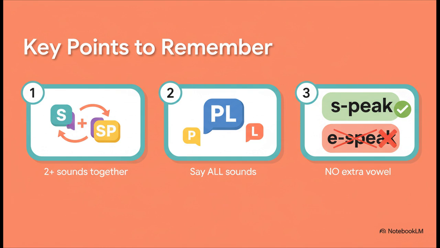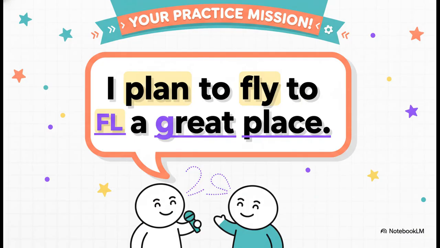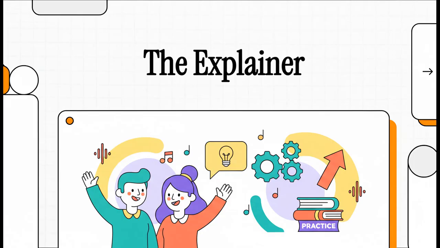And to help you put this all into action, we have a little mission for you. Your challenge for today is to say this sentence out loud. It's packed with consonant clusters. I plan to fly to a great place. Yes, this is the perfect practice sentence. You've got PL in plan, FL in fly, GR in great, and PL in place. Just say it slowly a few times, then maybe try to speed it up. You can do it.